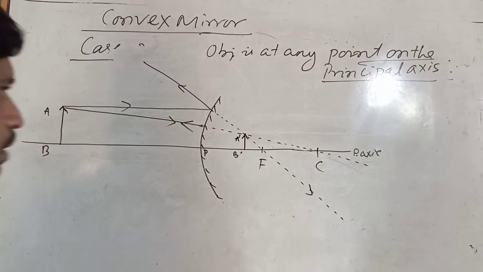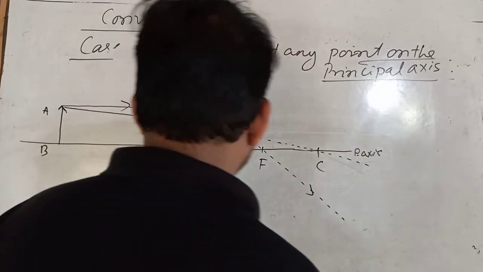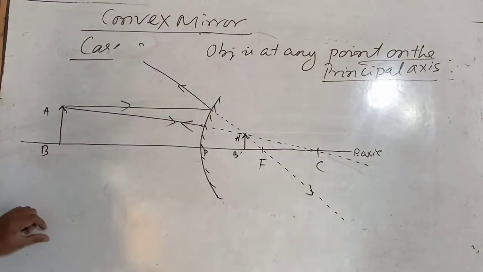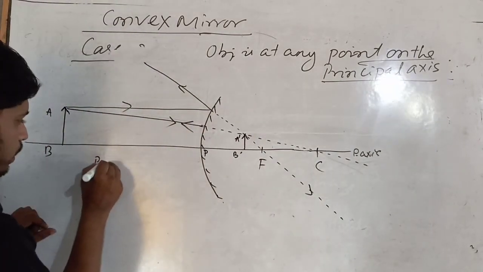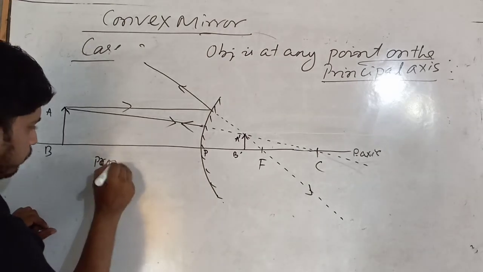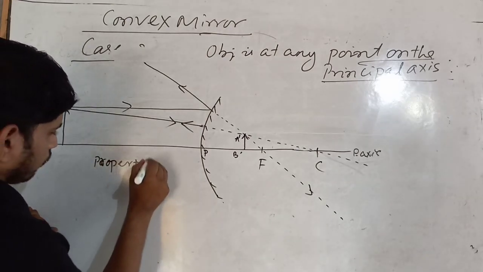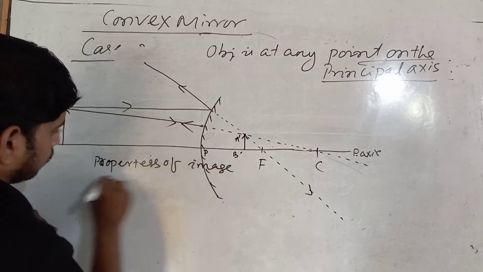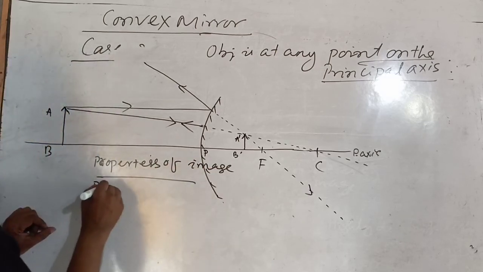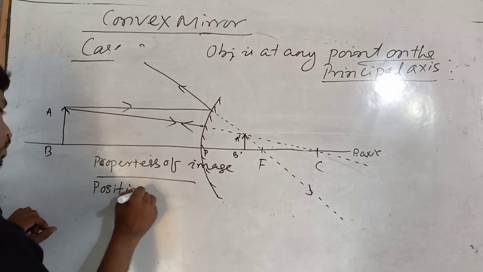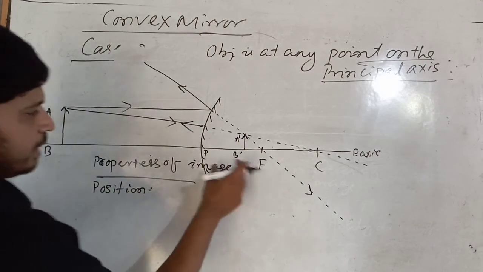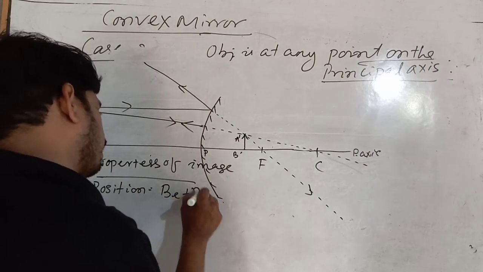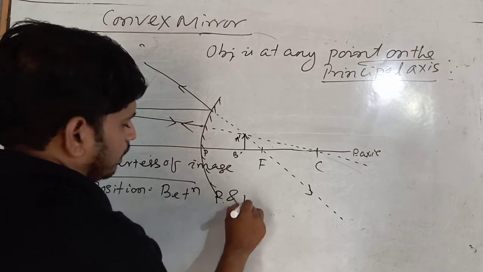So now we can write the position, size and nature of the image. Let us see this. Here we can write the properties of the image. First, position: it is between P and F.